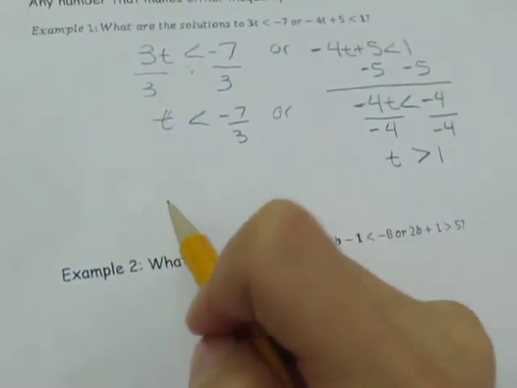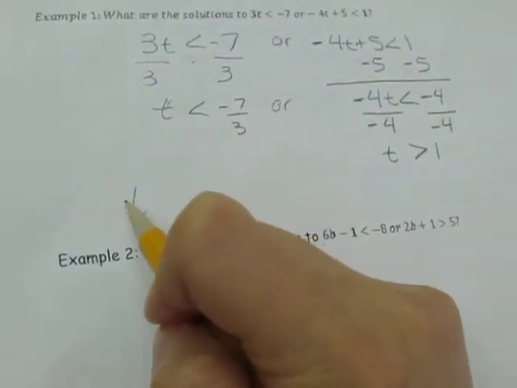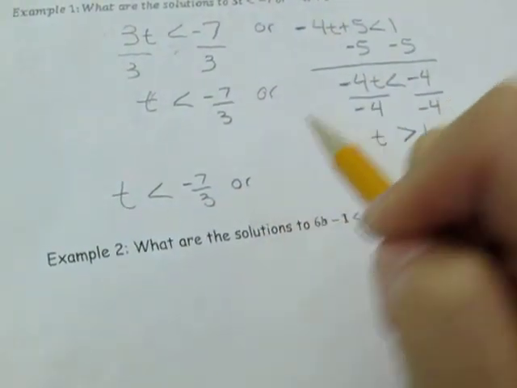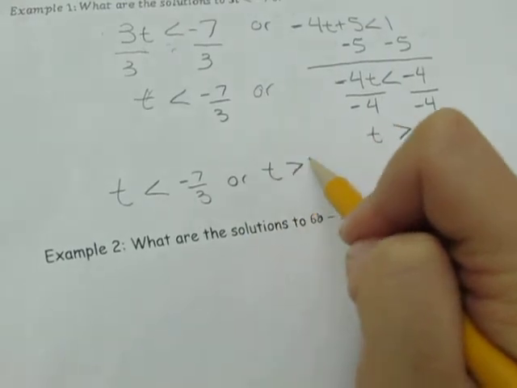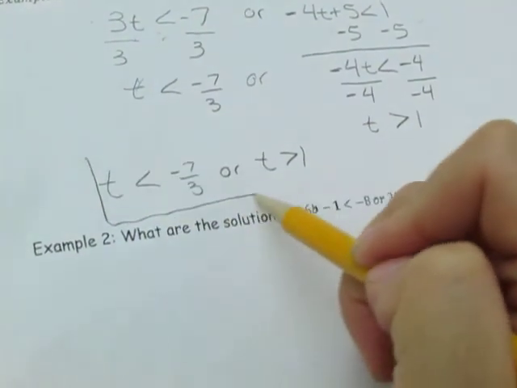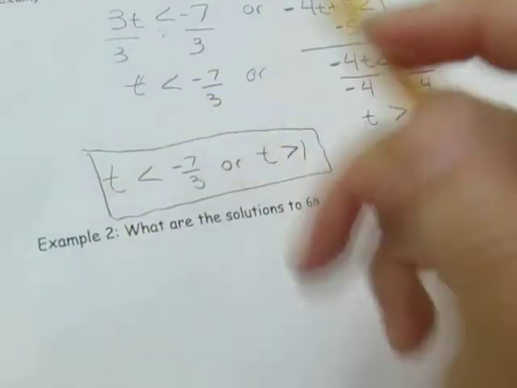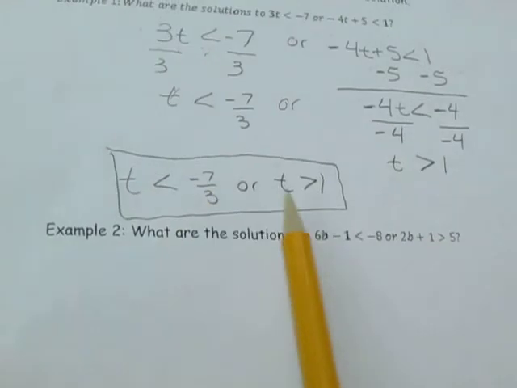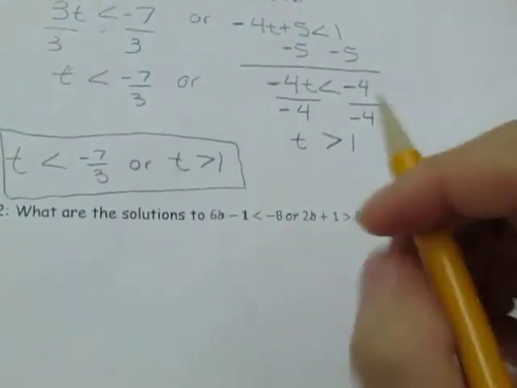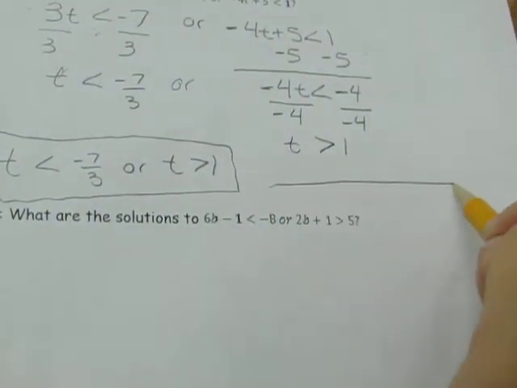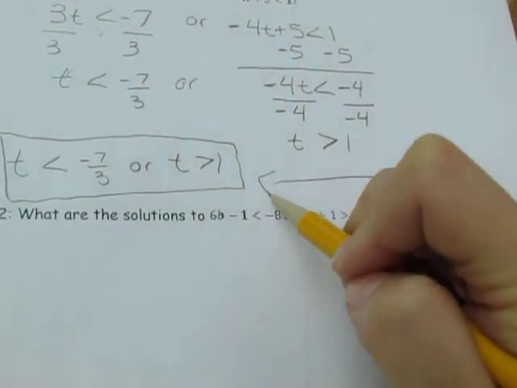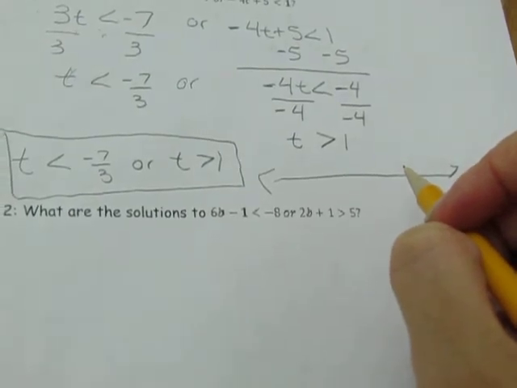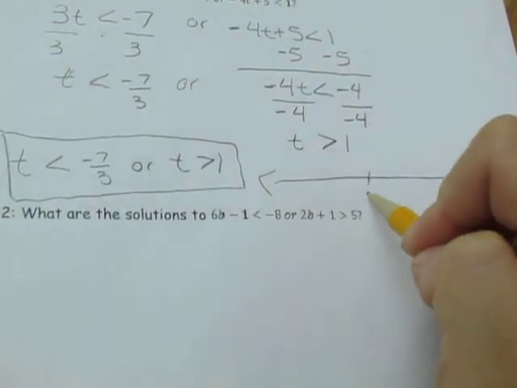So when I put my two solutions together, it's going to be t is less than -7/3 or t is greater than 1. So that's my solution. My t value can be anything that's less than -7/3 or it can be anything that's greater than 1. Let's go ahead and graph these. So remember, with a compound inequality connected by the word or, you're going to get two sets of numbers that could be your solution. Make my 0 right here.